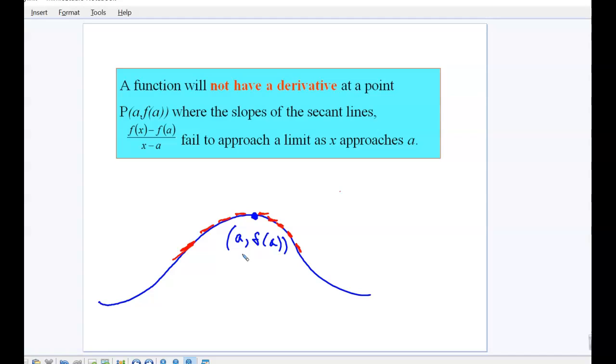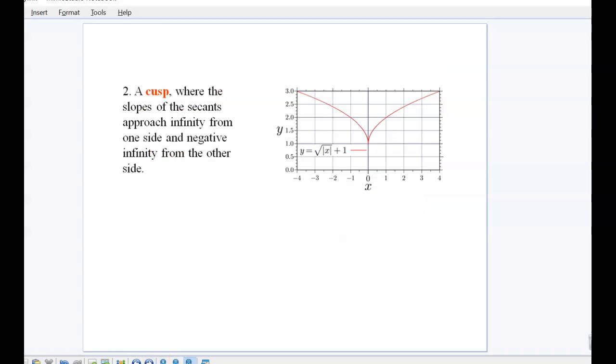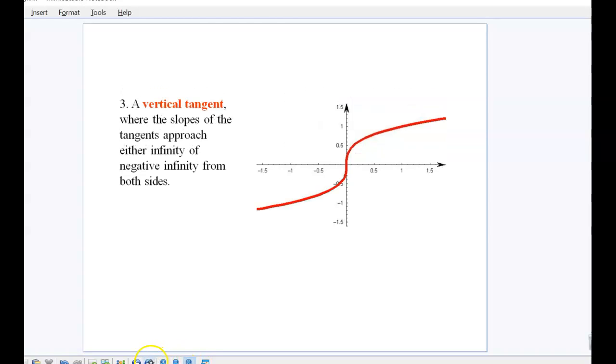Now, if these tangent lines from the left and right don't approach the same slope, then there won't be a derivative. So for example, we will not have a derivative at a sharp corner because the slope on the right-hand side is always positive and the slope on the left-hand side is always negative. Similarly, we will not have a slope or derivative at a cusp, as we call this, because the slope on the left is going to negative infinity, and the slope on the right is going towards positive infinity.